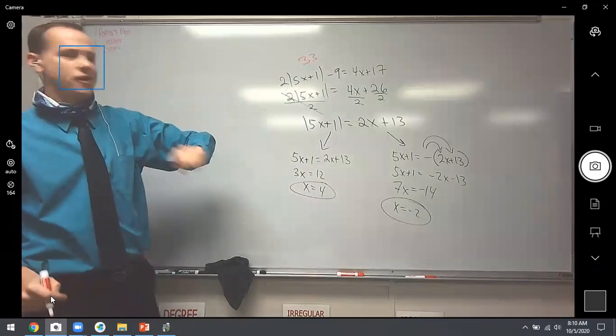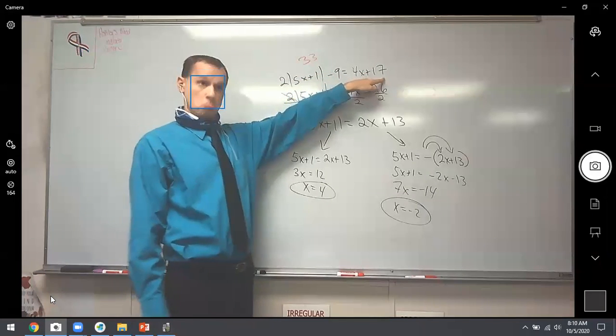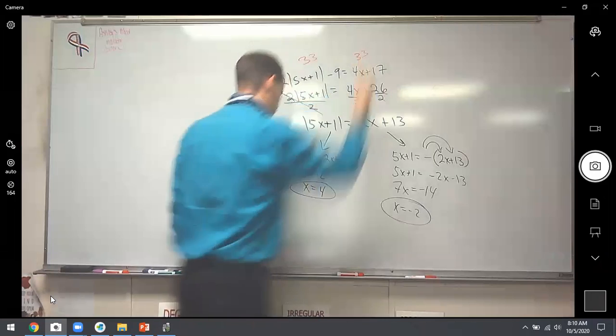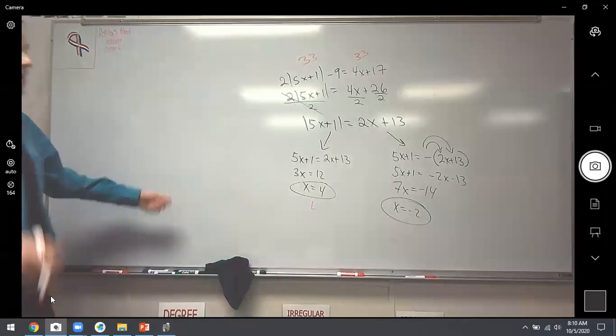Let's see if the other side's 33. 4 times 4 is 16. 16 plus 17 is 33. So this one is confirmed. It definitely works for us. We're happy with that. -2 might work.